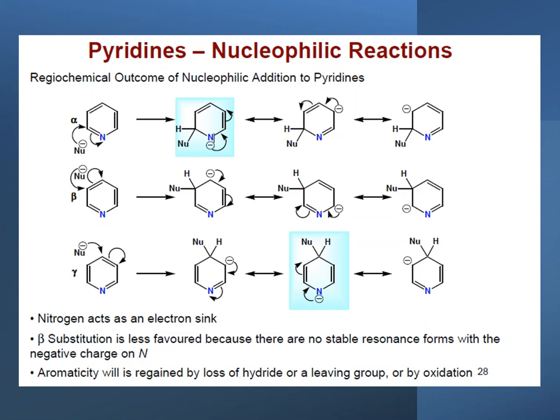Aromaticity is gained by the loss of hydride. So what is aromaticity gained by? By loss of hydride ion, that is H minus. In case of electrophilic reaction, aromaticity is regained by the loss of proton, whereas in case of nucleophilic reaction, aromaticity is obtained by a loss of hydride ion, that is H minus. Remember this thing.